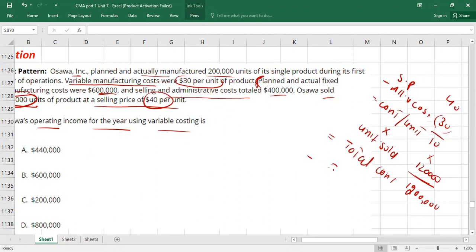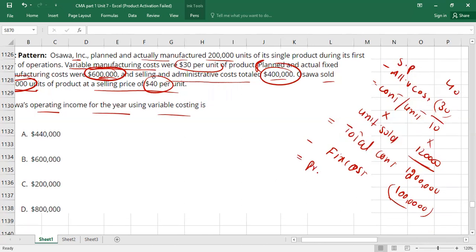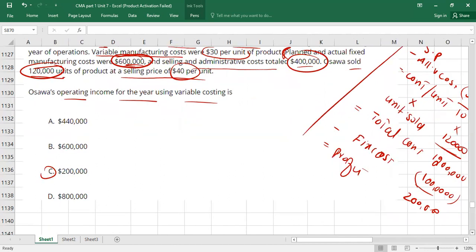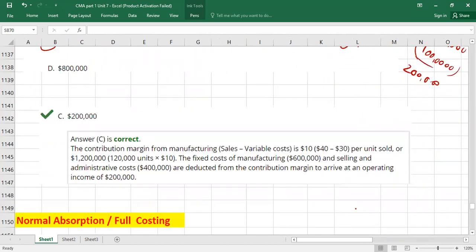From there you will deduct fixed cost, all fixed cost. And the fixed cost you were told is 600,000 here, 400,000 here. Total is 1 million. I will deduct 1 million fixed cost. So this will give you a profit of 200,000. See, the income statement can also be applied to the MCQ. So 200,000 is your answer actually. Which is the correct option? C. Understood, guys? Clear?